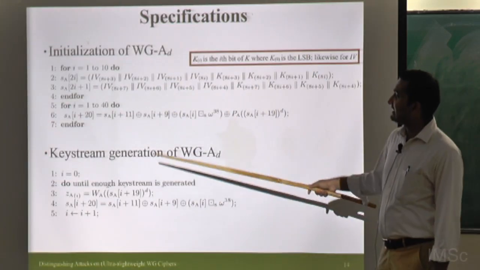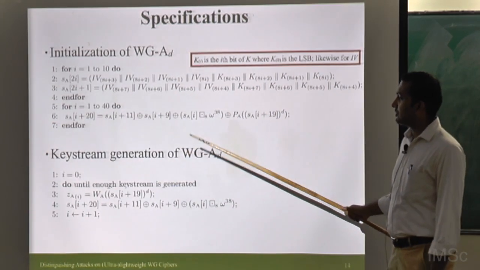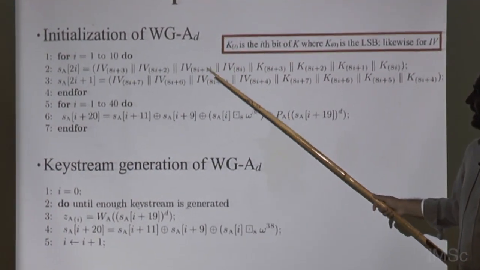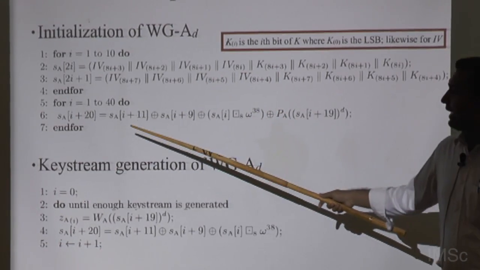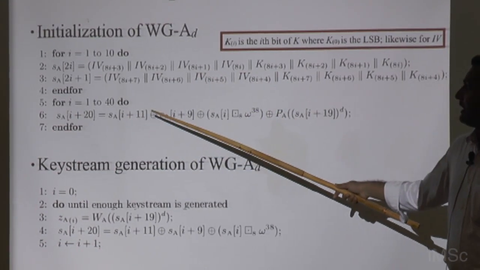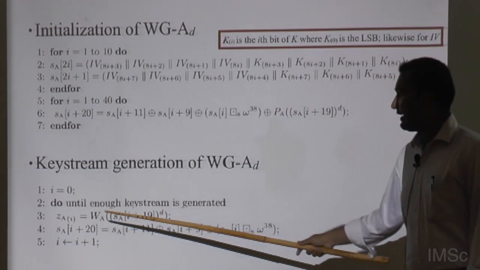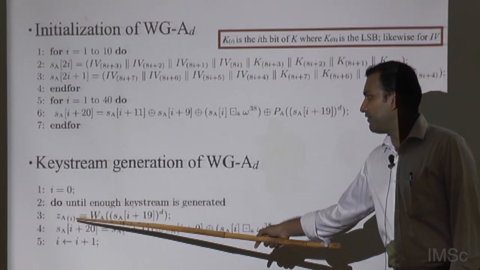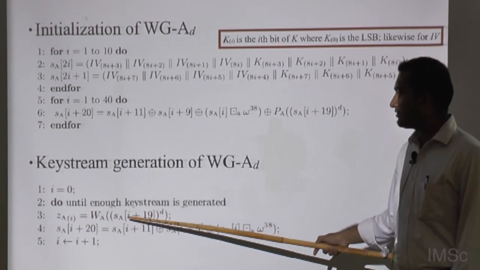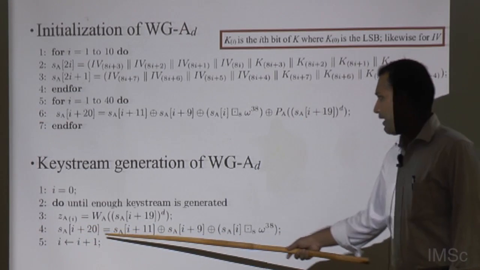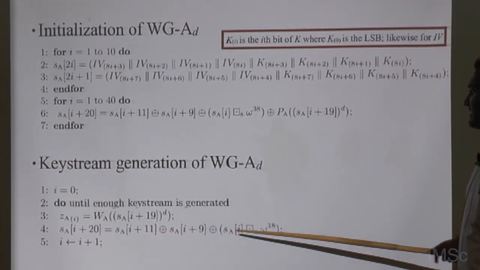These are the initialization and keystream generation algorithms of WGA. In the initialization phase, the key and IV are loaded into the LFSR, and the LFSR will be updated for 40 cycles. During the keystream generation phase, at each cycle 1 keystream bit ZAI will be generated. This will be the output of the transformation, and the LFSR will be updated using this recursion formula.